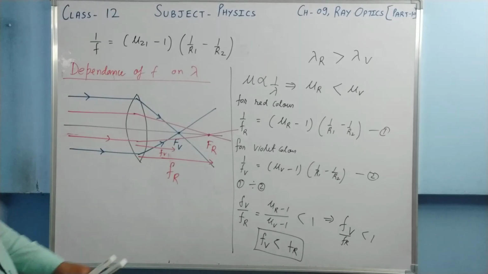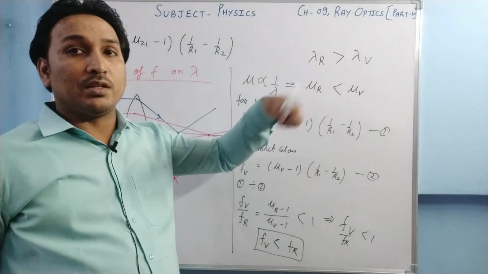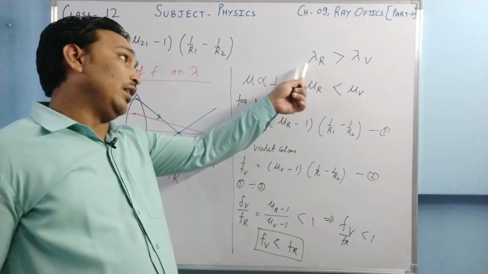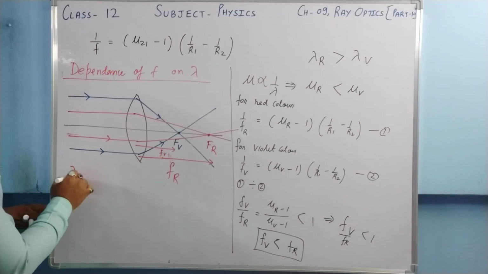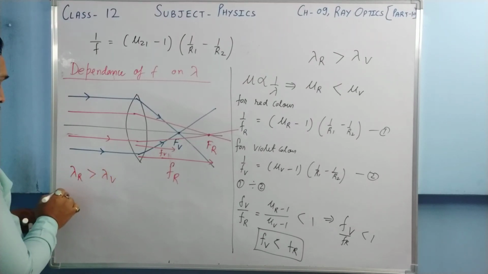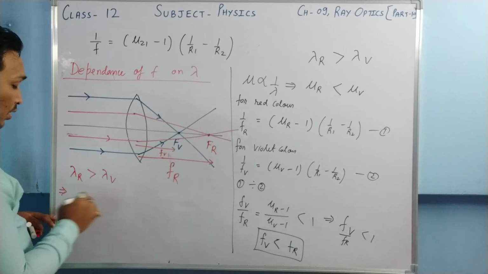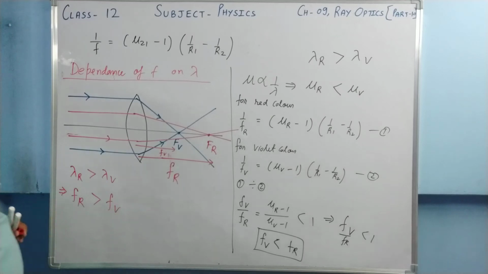So if I want to compare wavelength directly with the focal length, just see, lambda of red color is greater than lambda of violet color. So what we got at the end is that the focal length for red color is greater than the focal length of violet color.